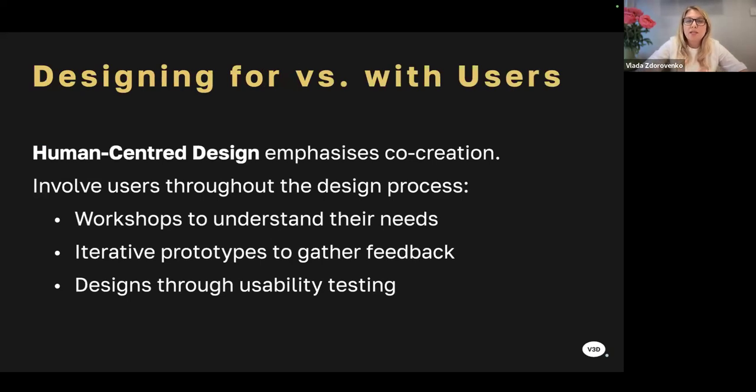So designing with users rather than for users is a better solution. Since I am working with internal users, I emphasize co-creation, and I involve users throughout the design process. So it's about workshops to understand their needs, iterative prototypes to gather feedback, and design through usability testing. That might sound normal in the everyday life of a designer, but we don't always involve users throughout the design process. Sometimes we just test and iterate.